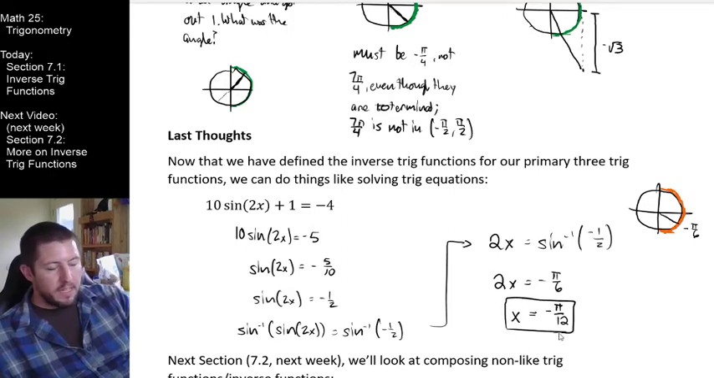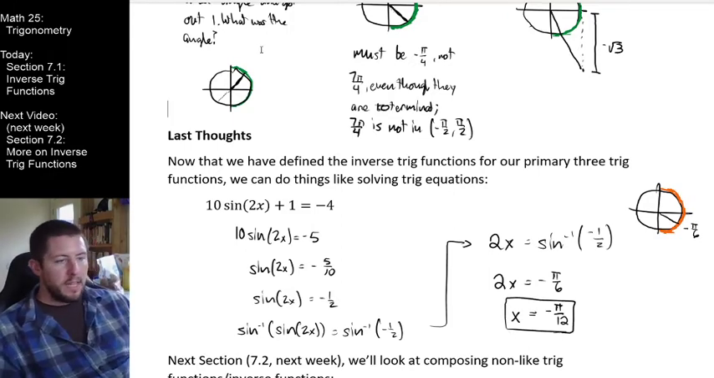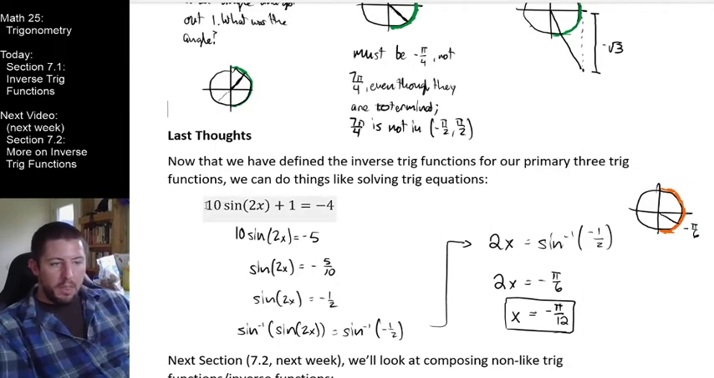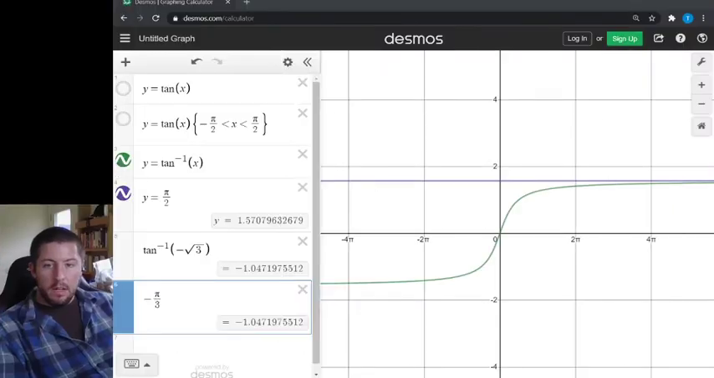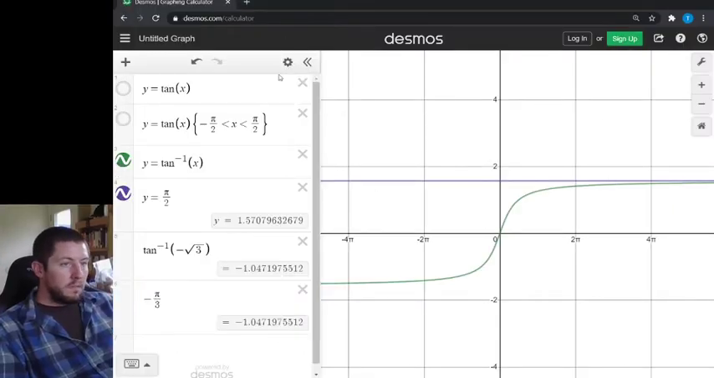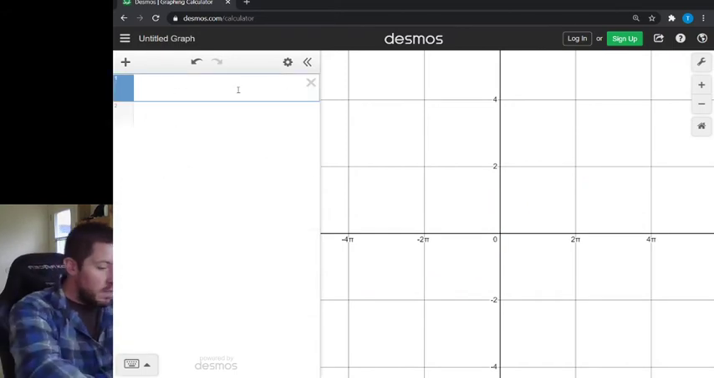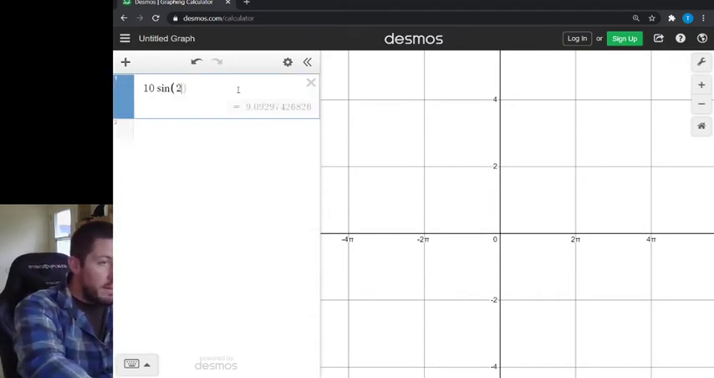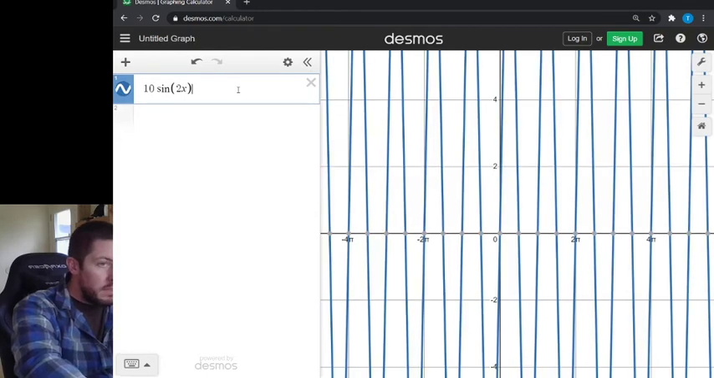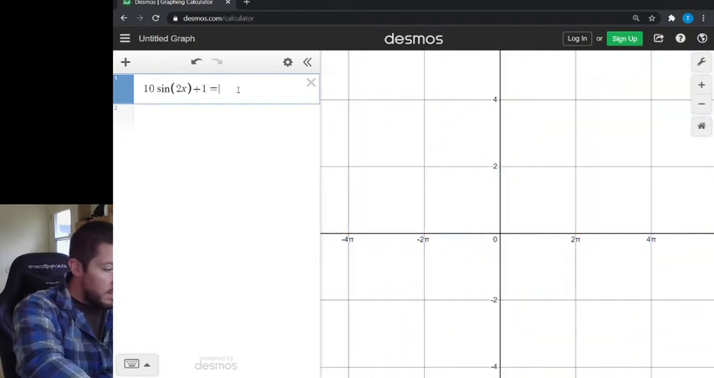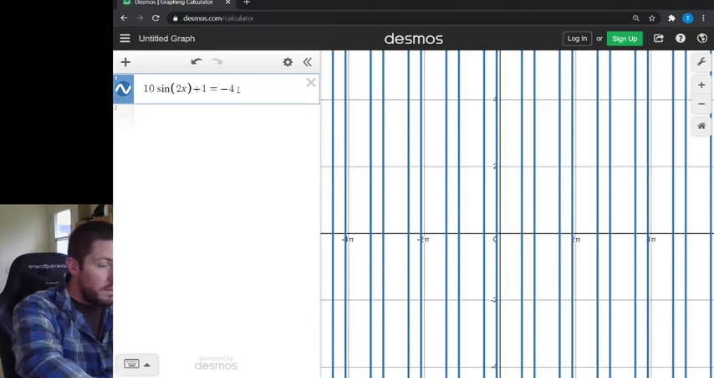Let's go verify this in Desmos, and we will just read one sentence and call it a day right here. So I want to throw this entire sentence into Desmos. 10 sine of 2x plus 1 equals negative 4.